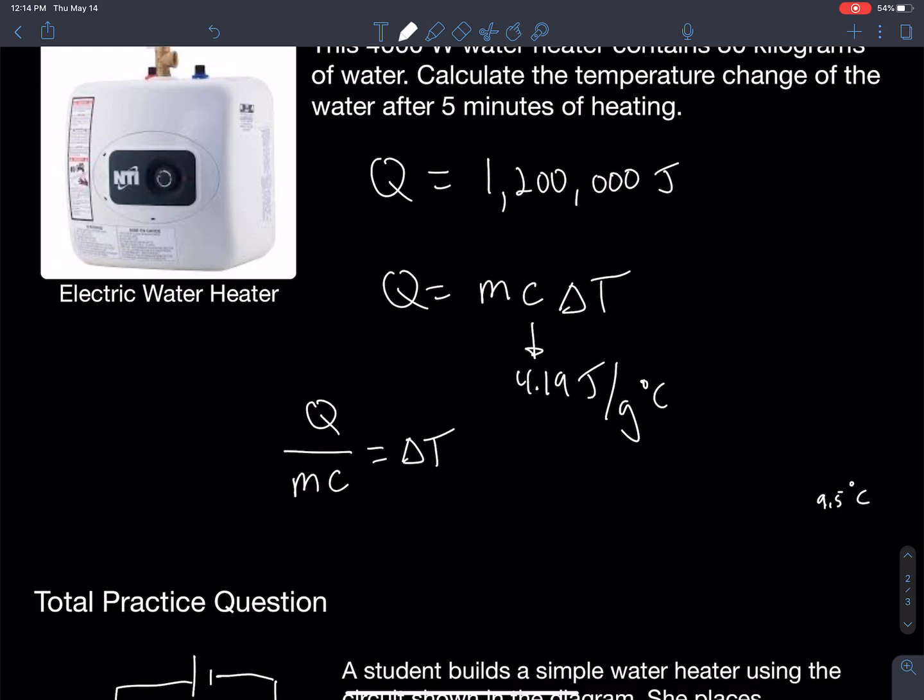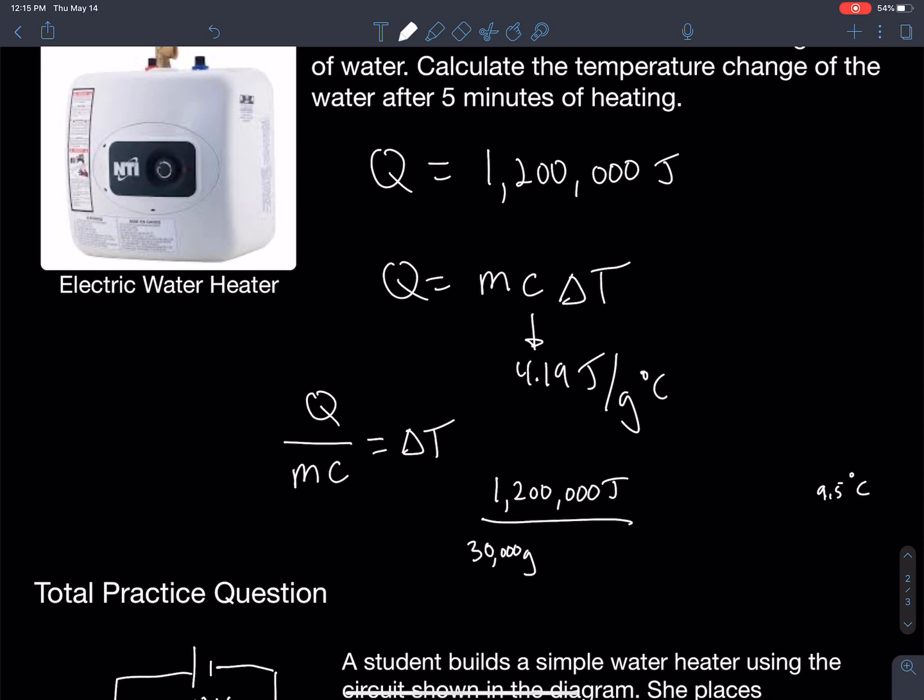Okay, so 1,200,000 joules divided by the mass, which is 30,000 grams. There's 30,000 grams in 30 kilograms, times 4.19 joules per gram degree Celsius will give me a temperature change of 9.5 degrees Celsius. I worked it out before I made this video.